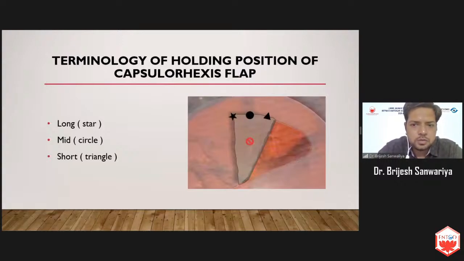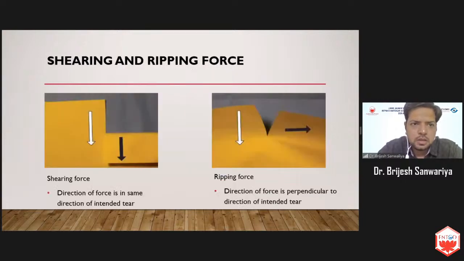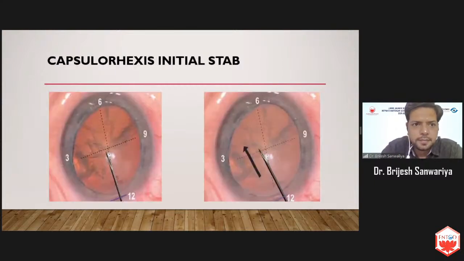Holding of the capsule, we have a long hold, mid hold, and short hold. Shearing and ripping forces are used during the capsular axis shearing force. In shearing, we apply the force in the direction of the tear, and in the ripping, we apply the force in the direction perpendicular to the intended tear.